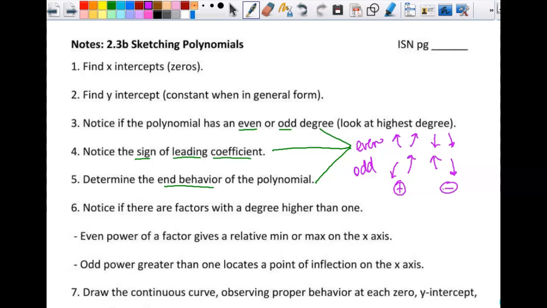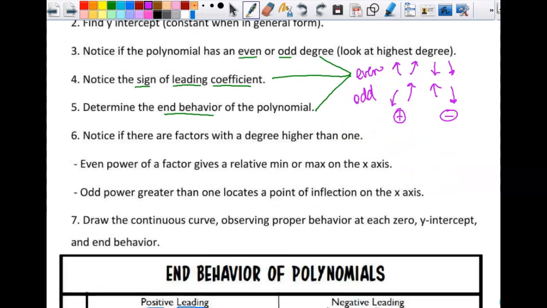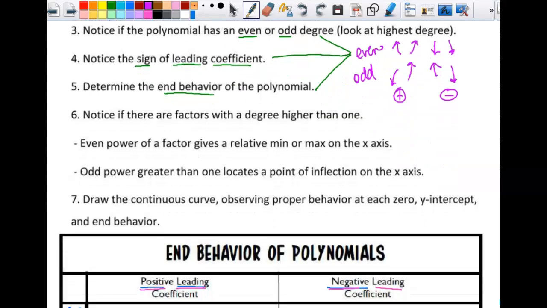So that's why we care about the sign and the degree and all that stuff. It helps us get our end behavior, which is going to help us with our sketches. Then the next big part of this is to notice if there are factors with a degree higher than 1. That's not the degree of the whole function, it's the factor itself. So once we factor it, we have all our little parentheses, those are our factors.